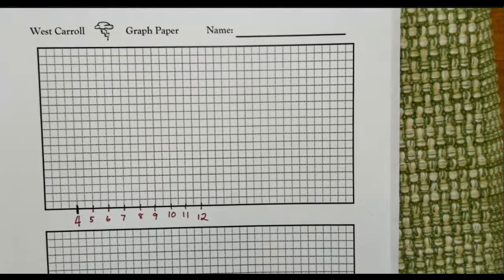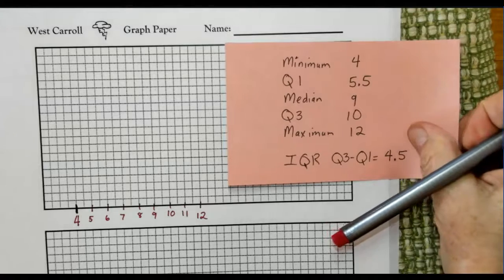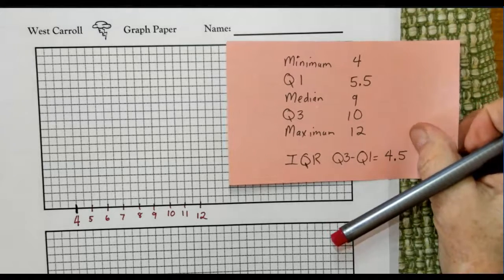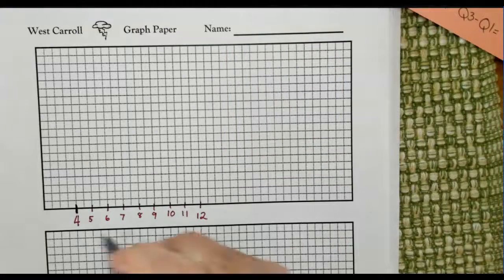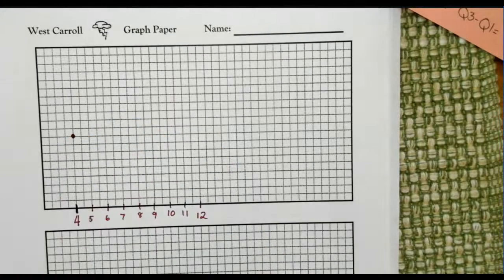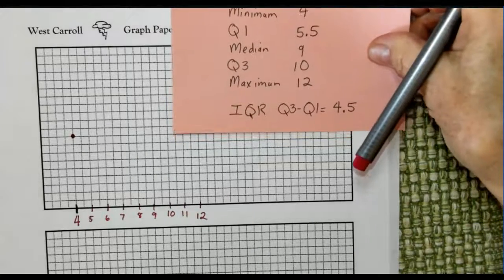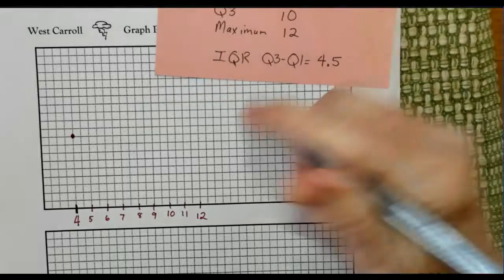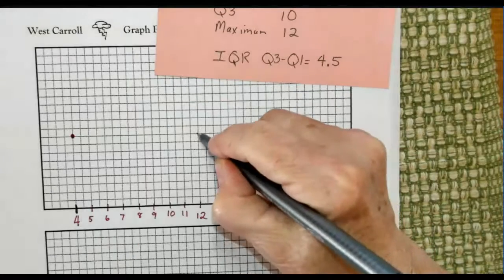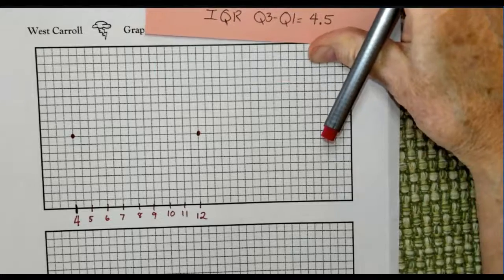All right. So now, looking at what numbers we had from that Google slide presentation, we had a minimum of 4. It doesn't matter where you want to start here. I'm just going to go part way up. So I'm going to start with my box and whisker plot right there. I plotted my minimum, and now I'm going to plot my maximum as well. My maximum was 12. And so those are the ends of the whiskers.